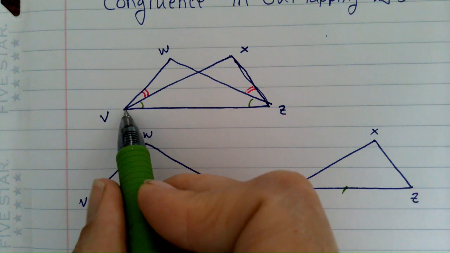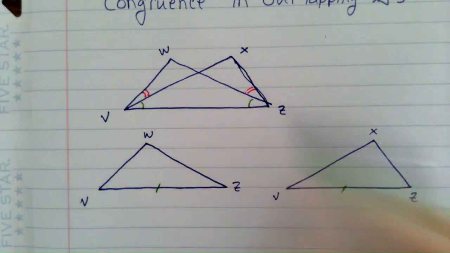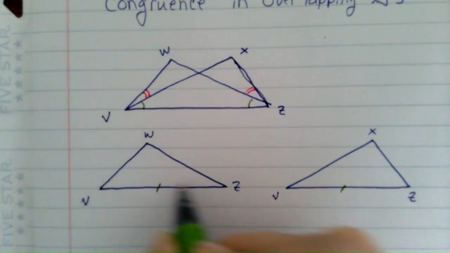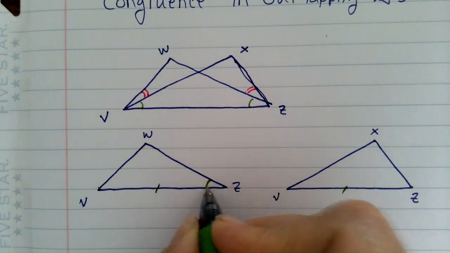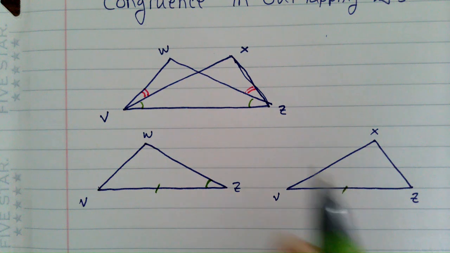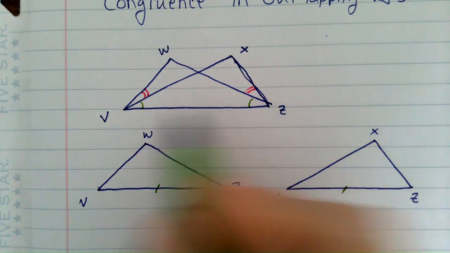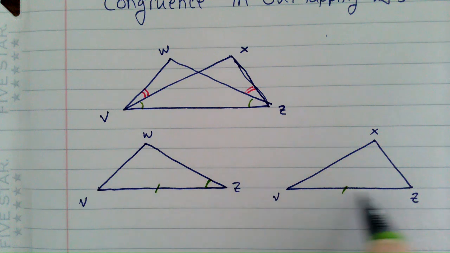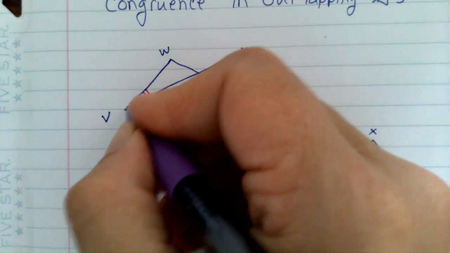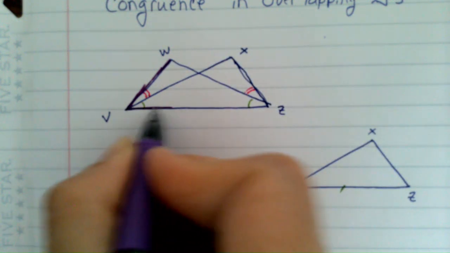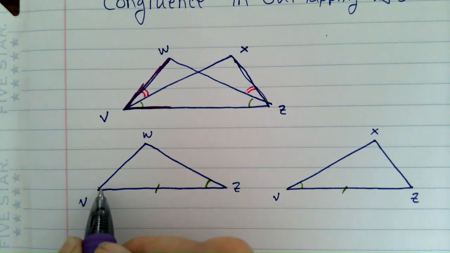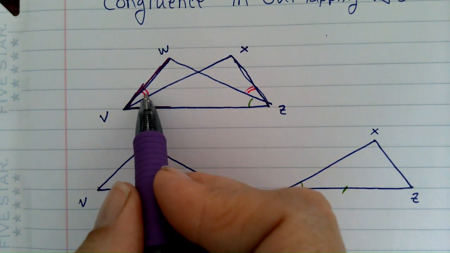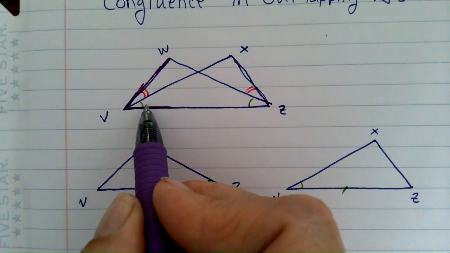Now we can see from V to Z to W, it has a green mark. So from V to Z to W, we're going to put a green mark in. We can also see that X to V to Z had a green mark. So X to V to Z has a green mark. Now, this angle right here is from W to V to Z. It's right here, WVZ. It's that pink plus the green.